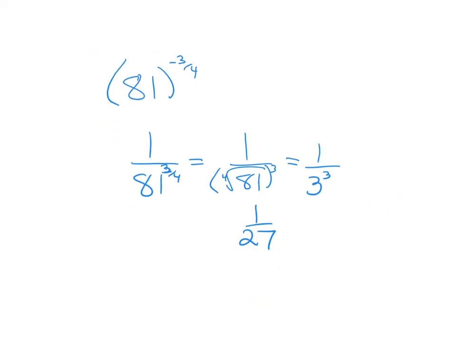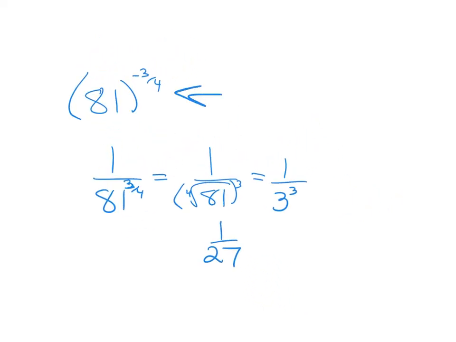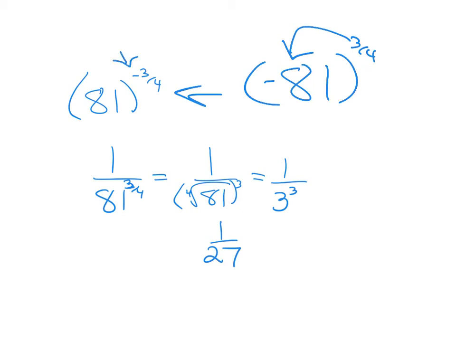The difference between this problem and this problem, so see how this one has the negative sign as the base. This is the negative sign on the exponent. The negative sign on the exponent just makes it a fraction. But when the base is negative and this number right here is an even number, you can't do it.